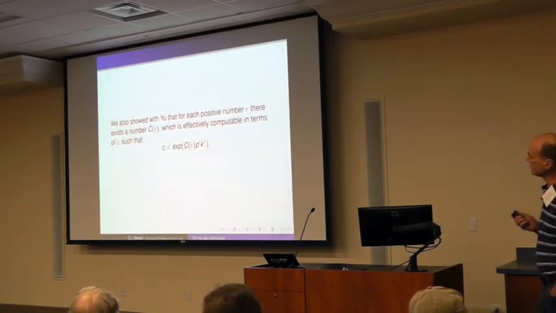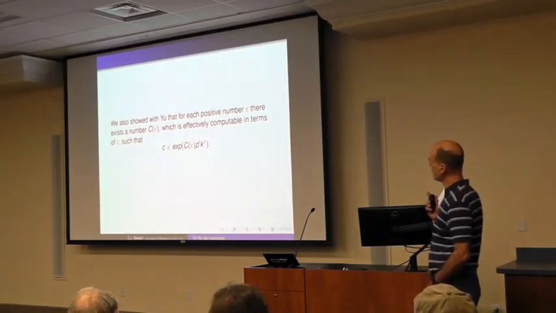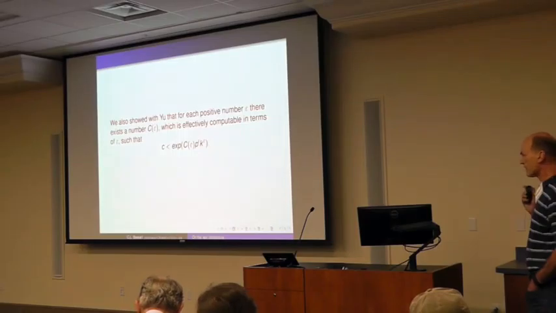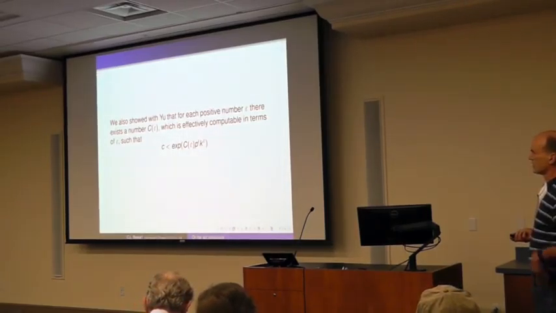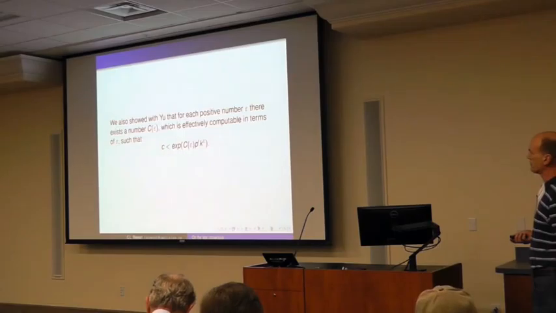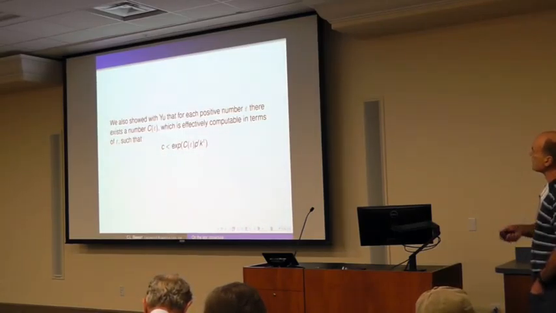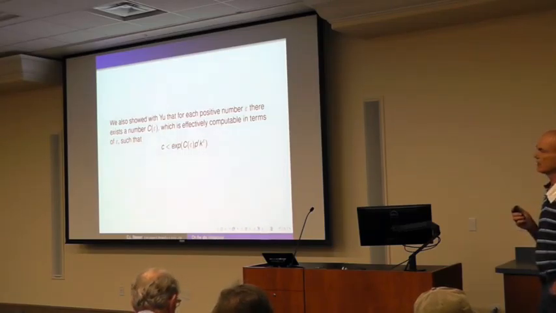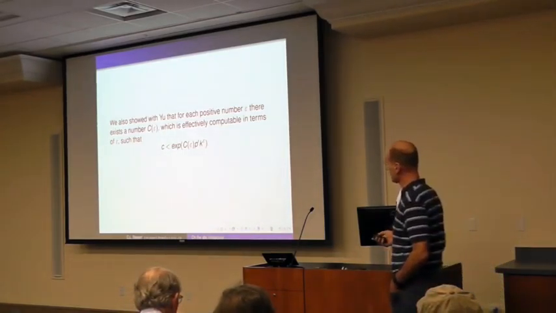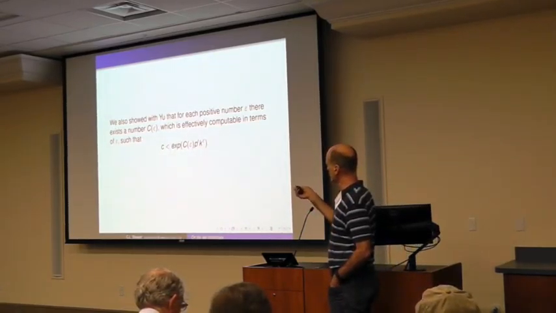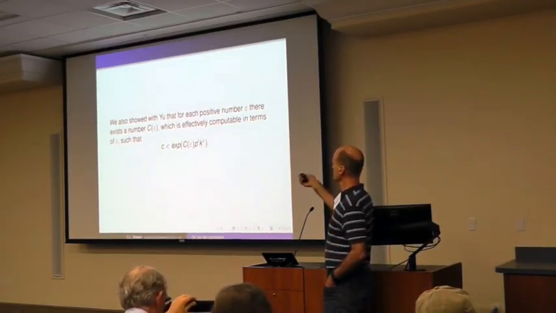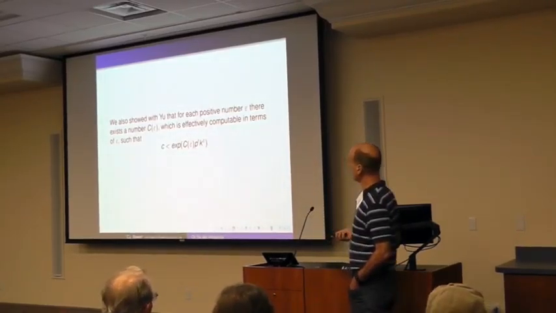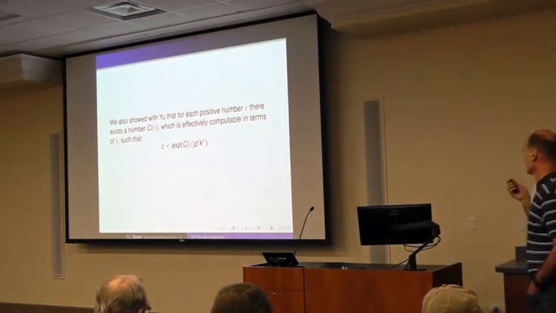Okay, well, with Yu, we were able to prove that for each positive number epsilon, we can find some positive number C of epsilon, effectively computable in terms of epsilon, such that with our usual assumptions, c is bounded from above by e to the C of epsilon times P dash times k to the epsilon. So what that's saying is that, now remember before our upper bound was c is less than essentially e to the k to the 1/3 times log k cubed, I guess it was.